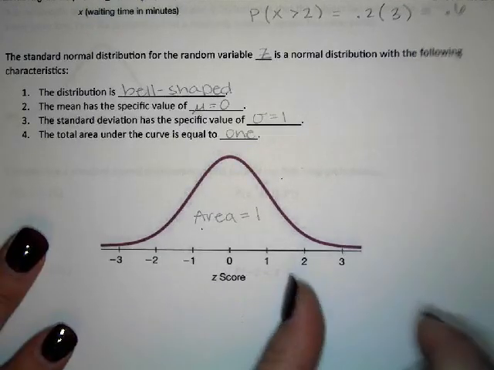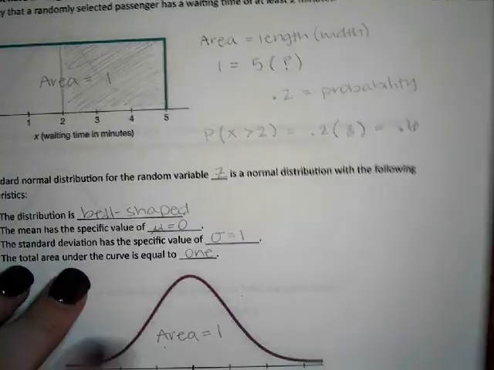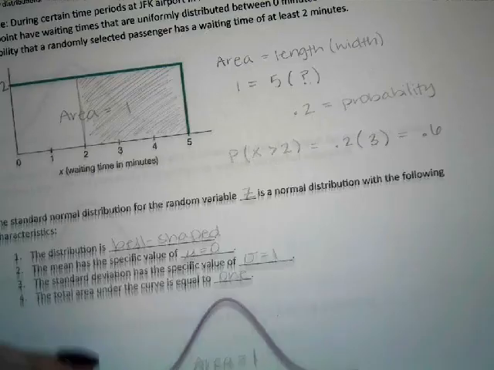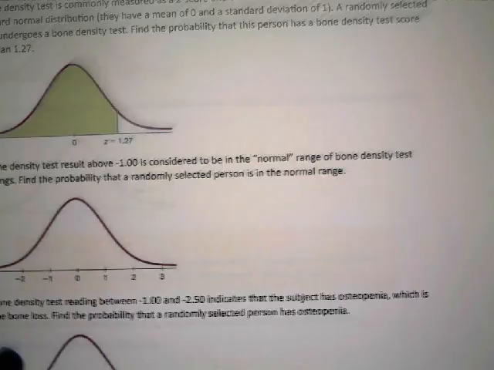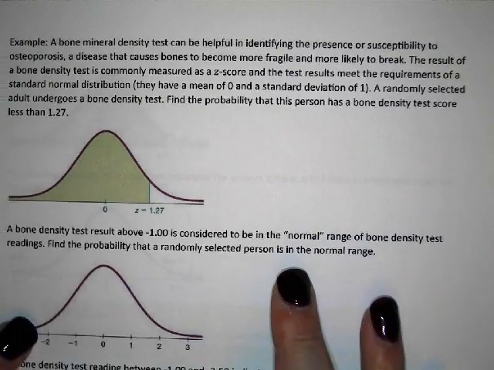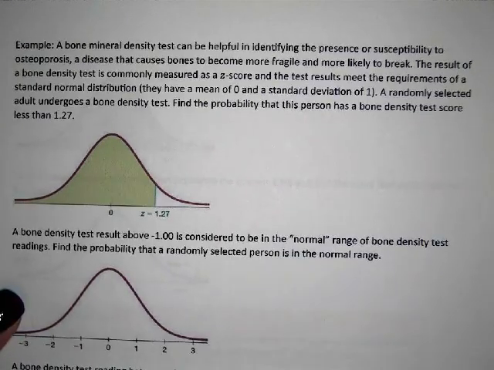All right, so now we're going to look at an example with this. It says, a bone mineral density test can be helpful in identifying the presence or susceptibility to osteoporosis, a disease that causes bones to become more fragile and more likely to break. The result of a bone density test is commonly measured as a z-score, and the test results meet the requirements of a standard normal distribution.